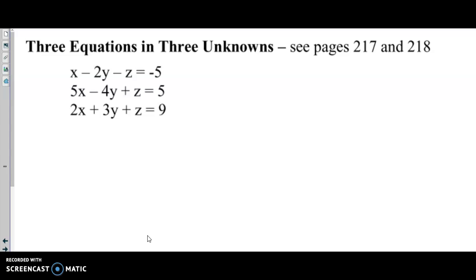So if we were to graph these, which we're not in this class, but if you were to graph these, they are 3-dimensional planes. So looking at these 3 equations, we have a lot more work to do because we need to find the intersection of these 3 planes.